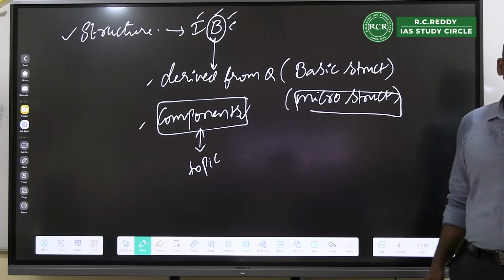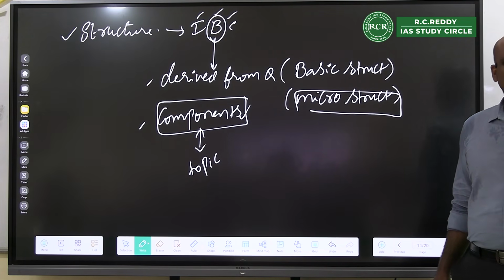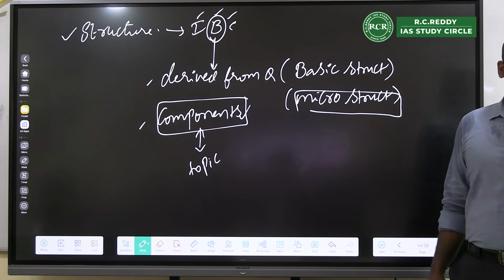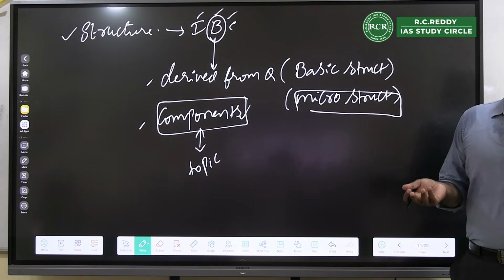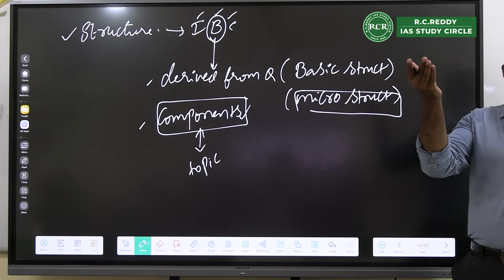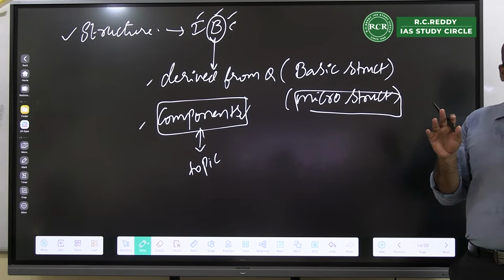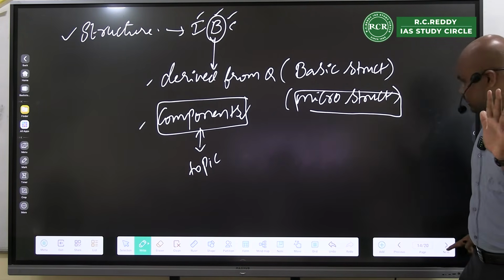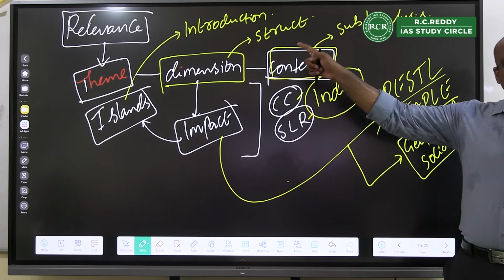Some of you might ask me, sir, where is it written in the constitution that we should write an introduction, body, and conclusion? It's not written in the constitution, but people have written it. So it's a silent demand from the side of the examiner. We introduce, we have some body and we have some conclusion. Then components, 5, 6, relevance.